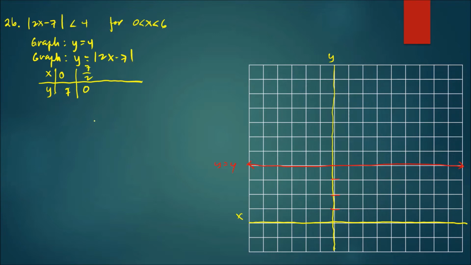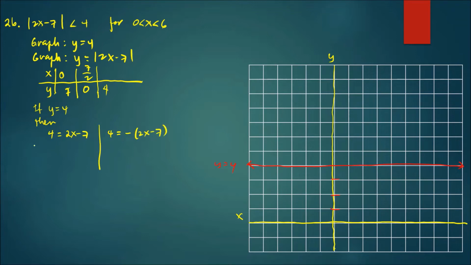Again, we know that we are looking for the intersection of the modulus and the y, right? So in order to get the intersection, we plug in 4 to y. If y is equal to 4, then we have 4 is equal to 2x minus 7. And we also have 4 is equal to the negative of 2x minus 7.